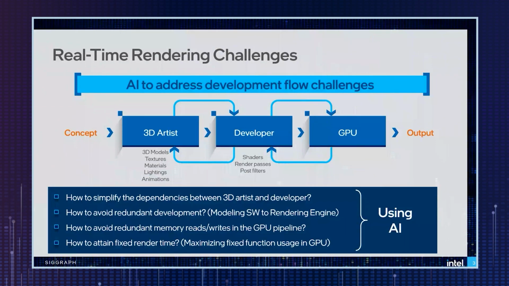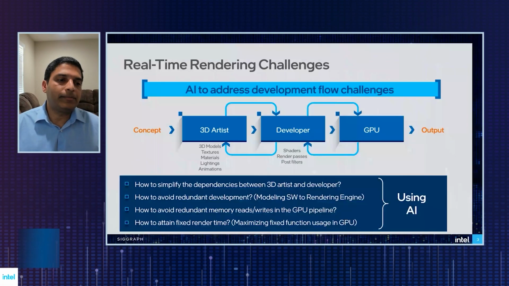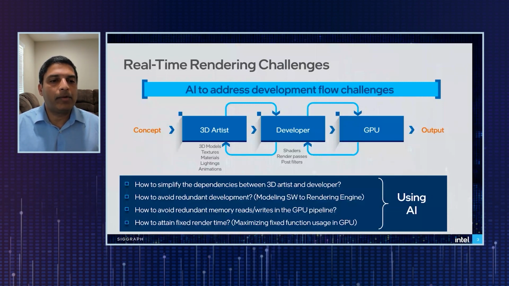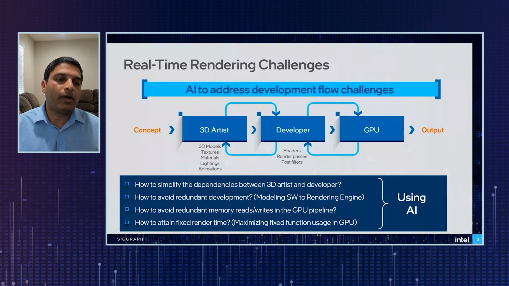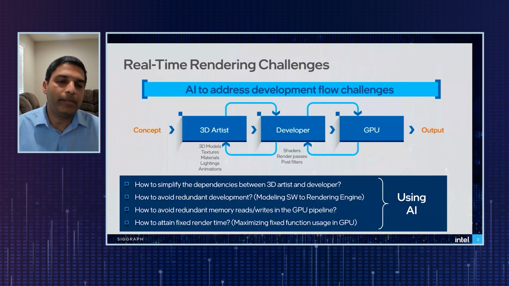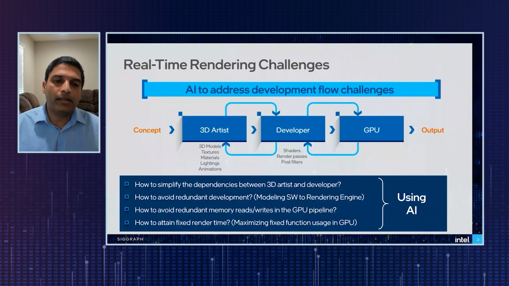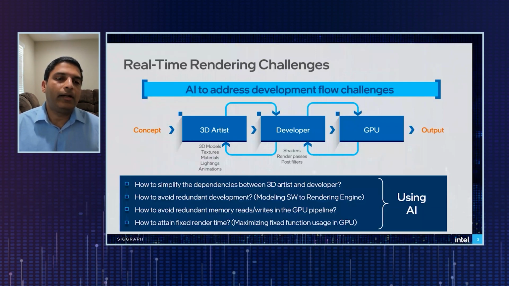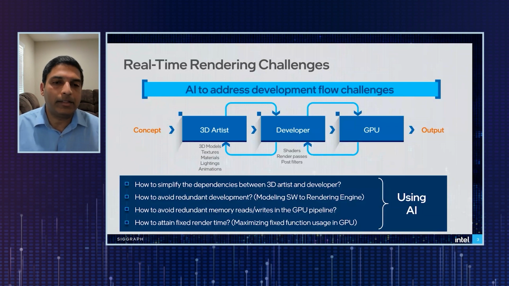And another aspect is how to avoid redundant development work. Many of the things are already there in the 3D modeling software, but then we have to recreate them in the rendering engines. And this is another area where we believe that AI is going to help in the future. And the other aspect is how to avoid redundant memory reads and writes in the GPU pipeline. And typically, when games are bounded, they're bounded by either compute or memory bandwidth. And this is another area where we believe that AI is going to be impacting in the near future, where AI can learn the texture parameters, so we don't really need to bind the textures in the future, and during inference, we can actually get the texture values.